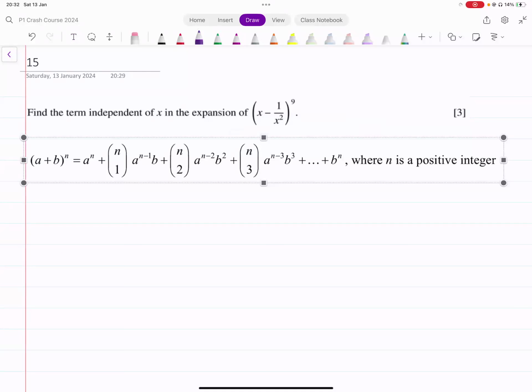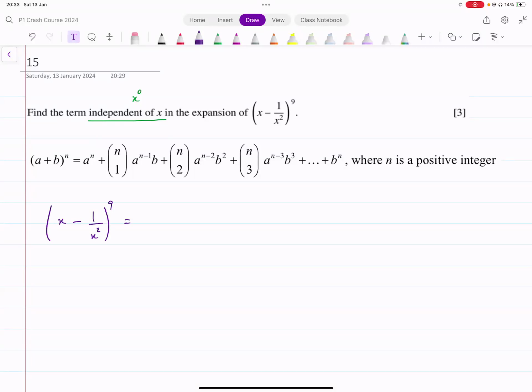Okay, so it says find the term independent of x. What does that mean, independent of x? It means the constant term, the term that does not have an x in it. We can say x raised to a power 0. That's the term that we're looking for. So how did we use to approach such problems? We would say, let's just expand it using the formula like we usually do. x minus 1 over x squared whole raised to a power 9.